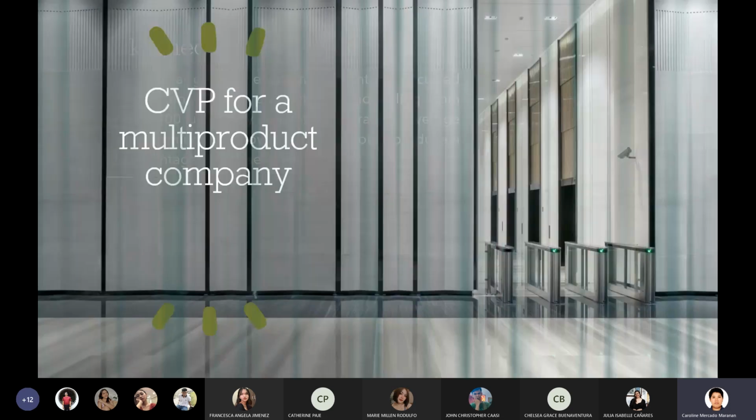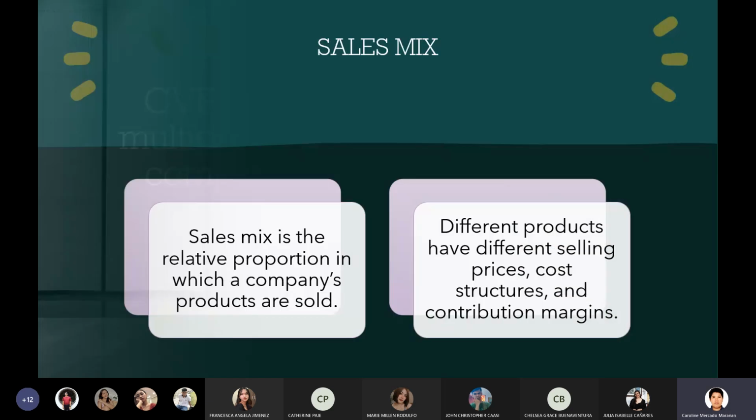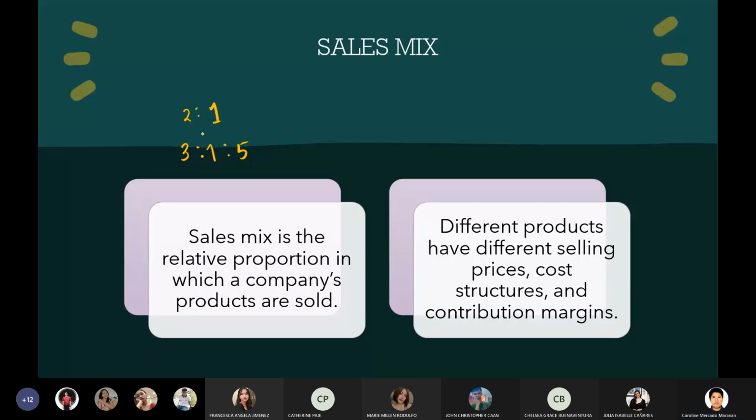This is the CVP analysis for multi-product company. Okay. In a multi-product company, you need to know yung tinatawag nating sales mix. Sales mix is the relative portion in which a company's products are sold. Ito yung tinatawag nating 3:1, 1:5, or 2:1. Ano yan? This is the relative portion ng bawat product na pinagsasama mo at ibinibenta mo as 1.